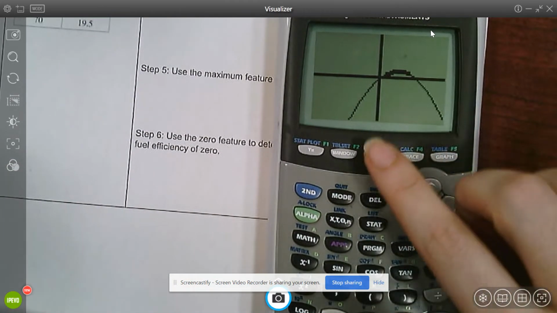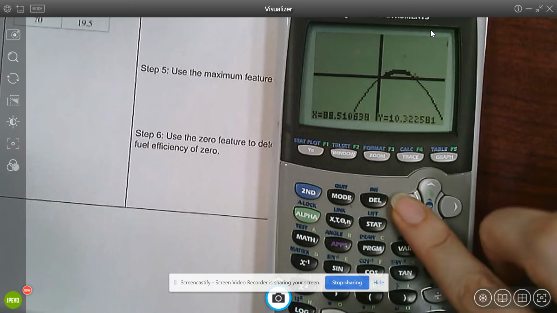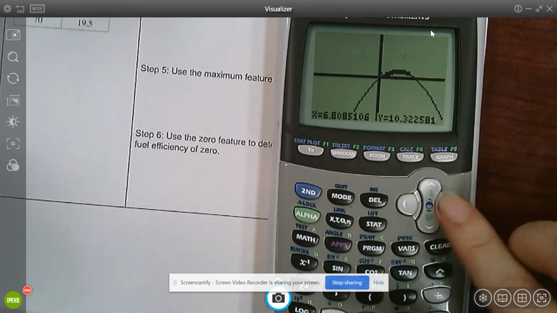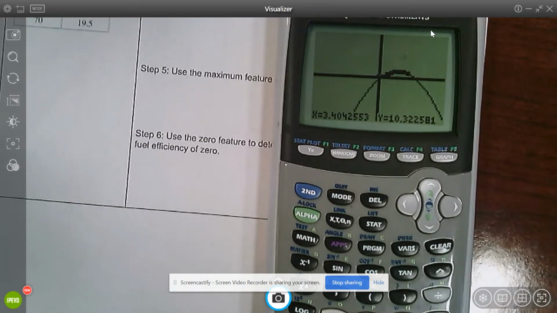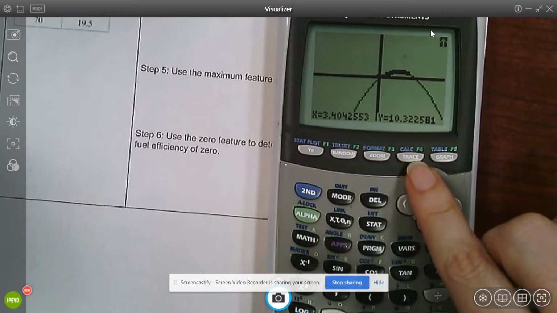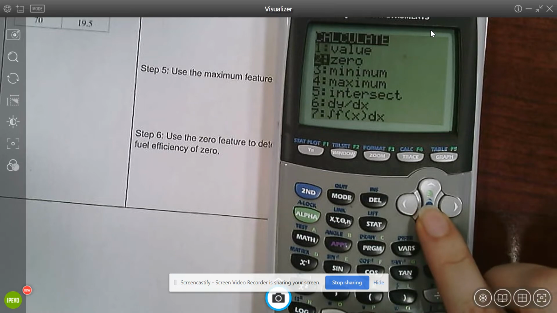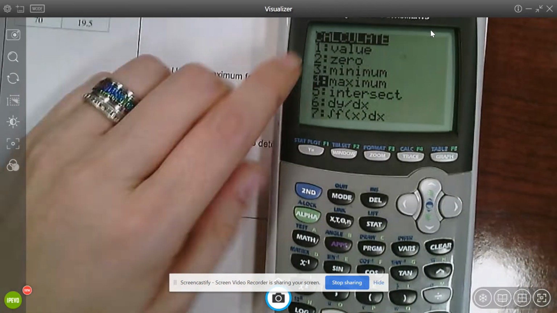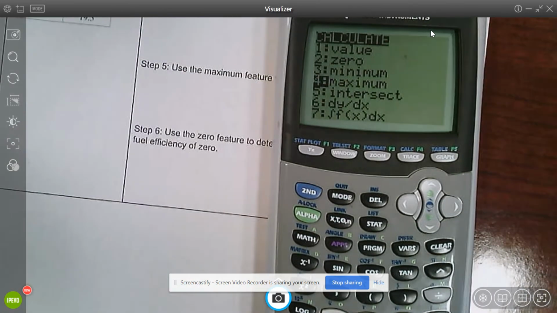In order to use that, instead of just estimating, some people like to move their cursor around. Please don't do that. Please don't just guess. Maybe on the ACT or SAT, you might be able to eliminate stuff like that. But on this test, you'll actually have to give me an exact value. So we're going to go to second and then calc, the button trace here. And I'm going to go to maximum because I want my maximum, which is actually our vertex.